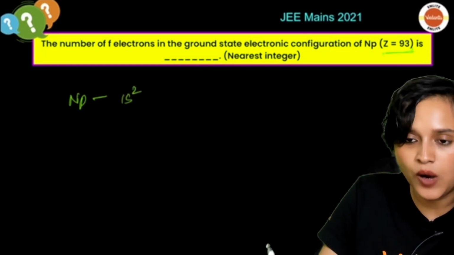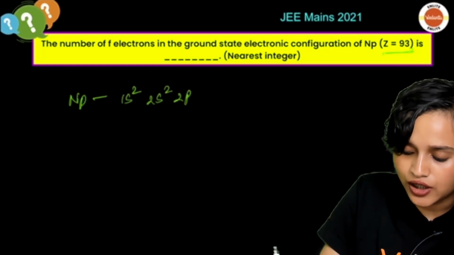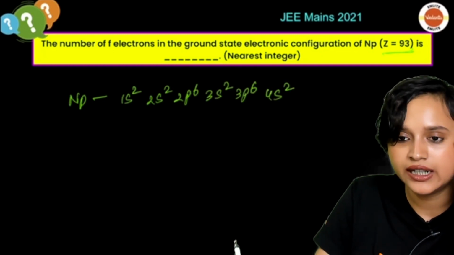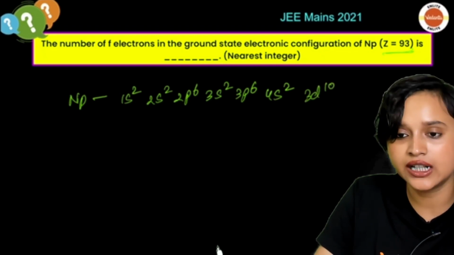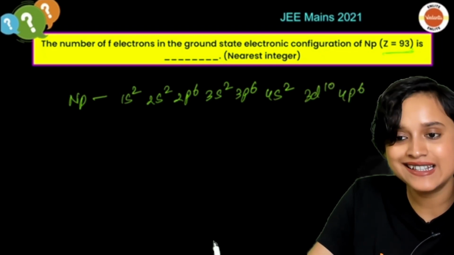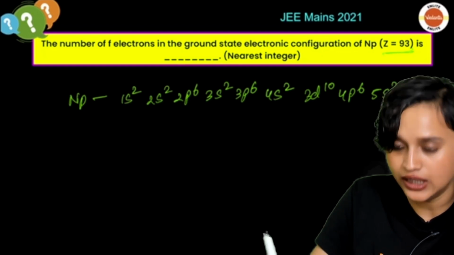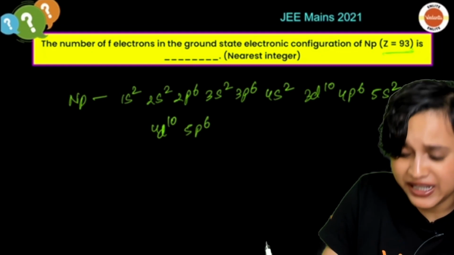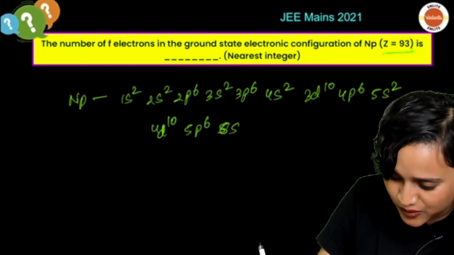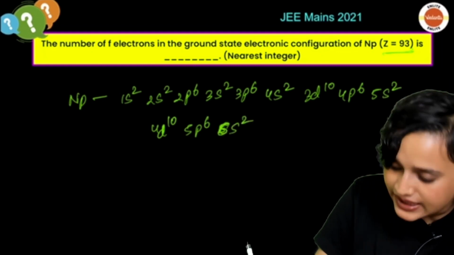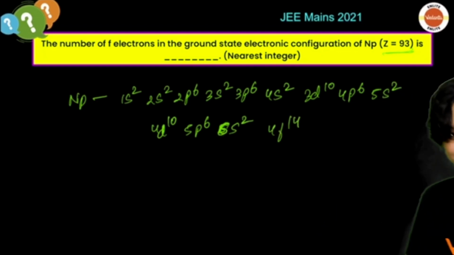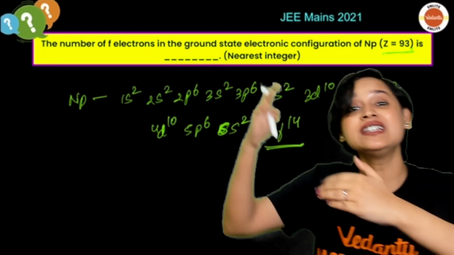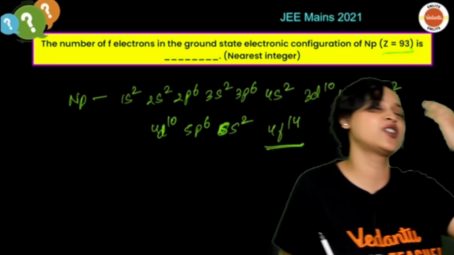93, right? 1s2, 2s2, 2p6, 3s2, 3p6, 4s2, then 3d10, then 4p6, then 5s2, 4d10, 5p6 and 6s2, then we will have 4f14. That's why I got confused, because neptunium is in the 5f series, guys.